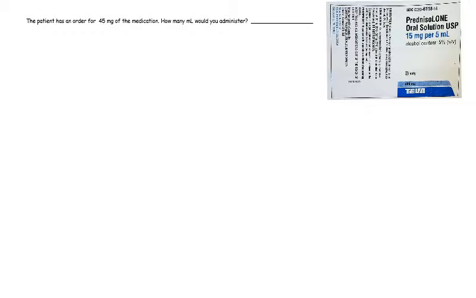The patient has an order for 45 milligrams of the medication. How many milliliters would you administer? We're going to solve this using dimensional analysis, which is a series of fractions. So our first fraction comes from what was ordered for the patient, and that is 45 milligrams.